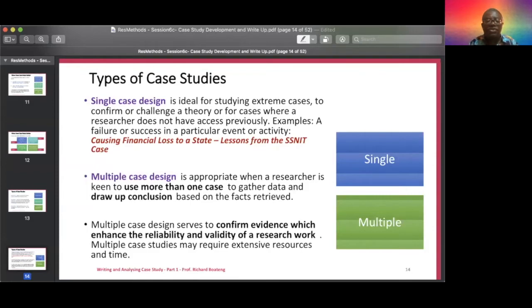Multiple cases happens when the researcher is keen to know more than one case, but he wants to be able to look at other cases which may be different, comparable, complementary, or even in contradiction to what the first case is, so that he can do a cross-case analysis and draw up a conclusion. So the multiple case means that the researcher is keen to know more than just one case.